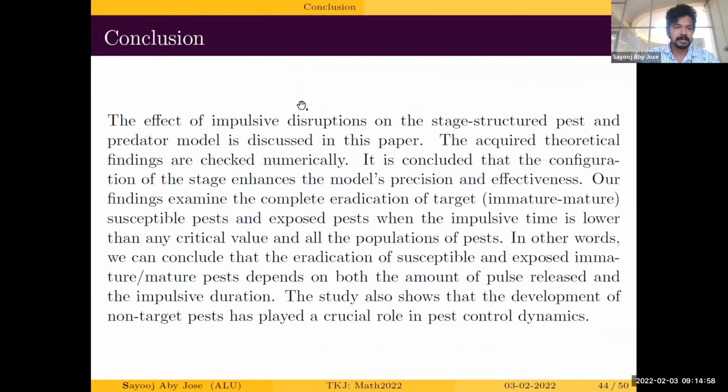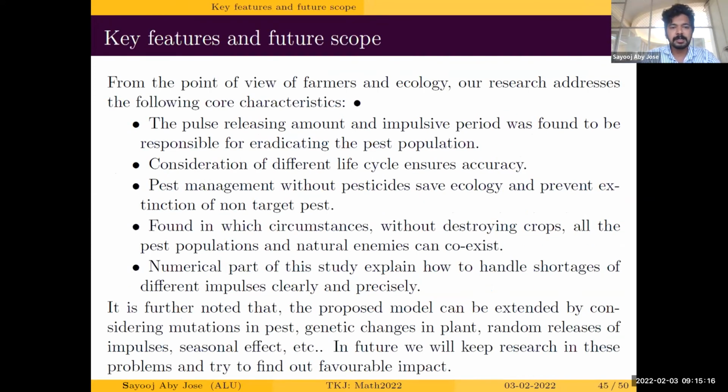The conclusion is the same: in different mathematical models we get different ideas, and with this model we get the most accurate result of in which time period we need to release, and in which time period the system is stable. These are the key features and future scope of this work. The pulse release amount and the impulsive period were found to be responsible for eradication of the pest population. Considering the different life cycles ensures accuracy and pest management without pesticides, saves the ecology, and prevents the extinction of non-target pests.